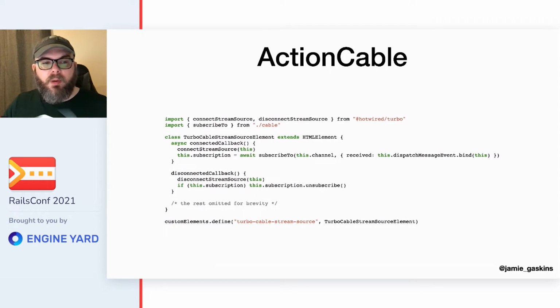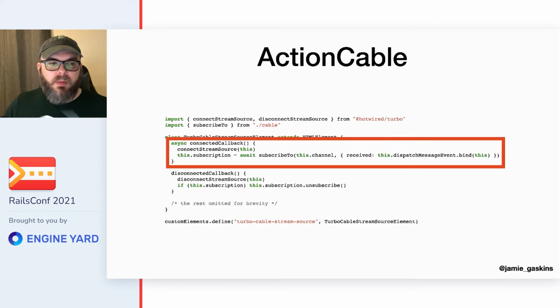When we imported Turbo Rails into our application.js, this is one part of that JavaScript that we got. It's a custom HTML element that defines the behavior of the Turbo Cable stream source element. When we add the element into the page, the custom element's connected callback is invoked. The browser does this transparently. We don't have to do it ourselves. And that connects to ActionCable if it isn't already, and then subscribes to the stream.